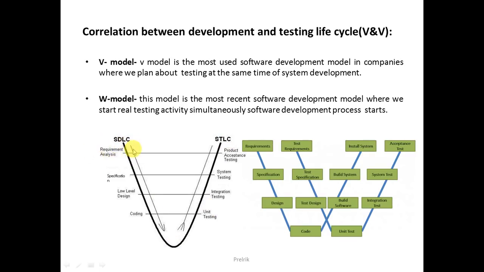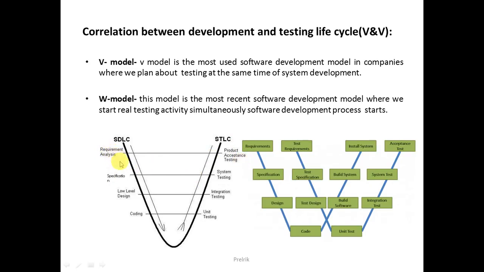Once the requirement has been gathered, the business analyst, or any person designated for that, performs the requirement analysis, and at the same time that person plans for the UAT, user acceptance testing, or product acceptance testing. So it's just planning. The SDLC activity is executed in the phases on the left side of this V symbol. So requirement analysis will happen and UAT will be planned.